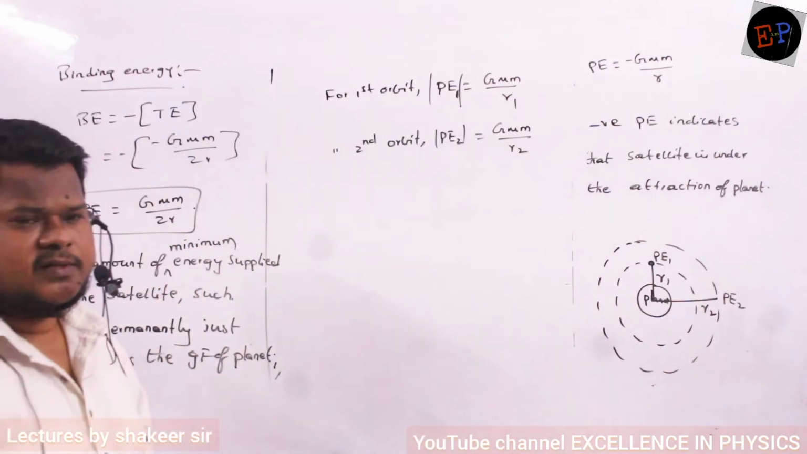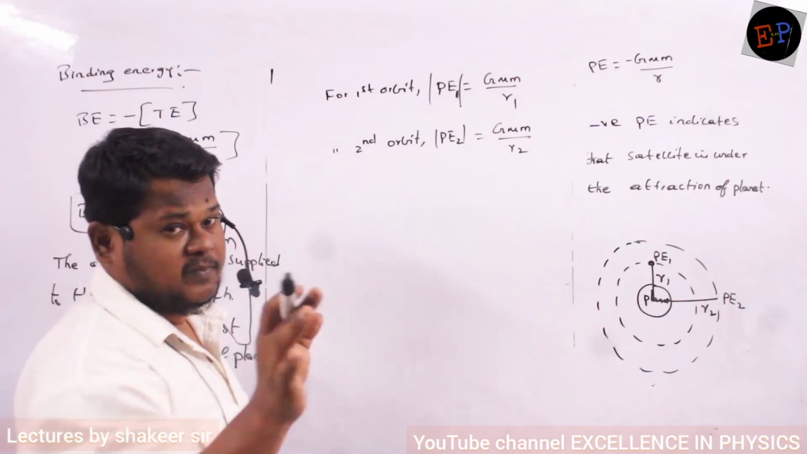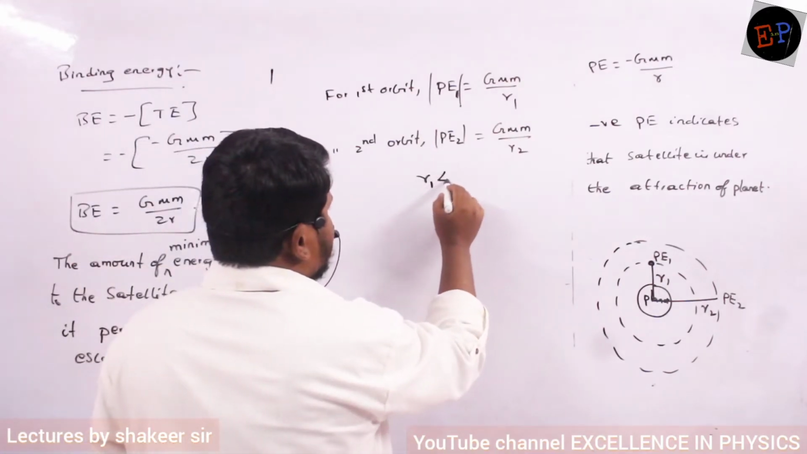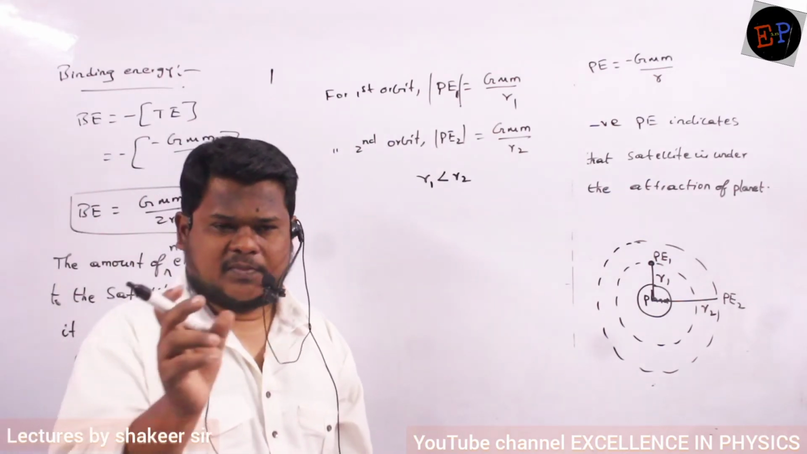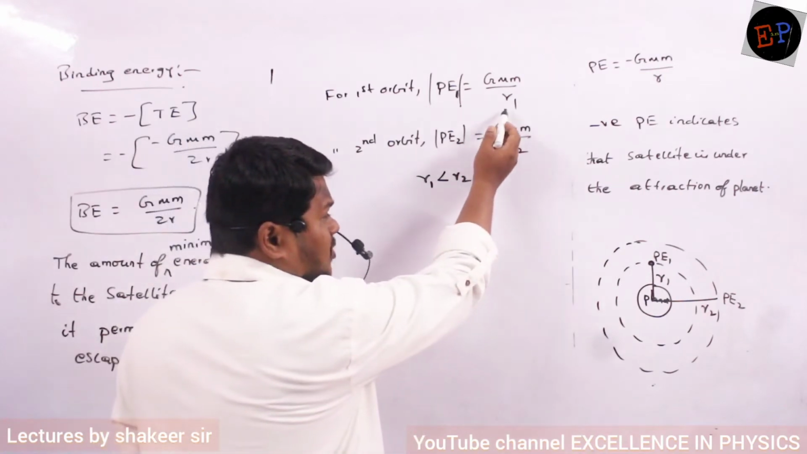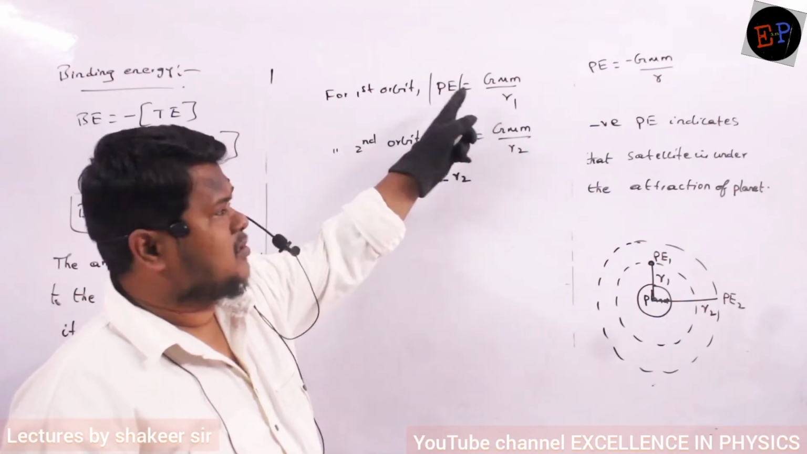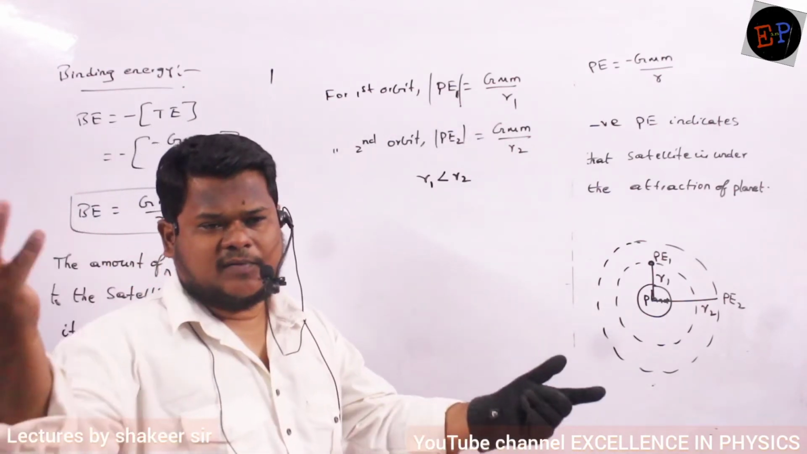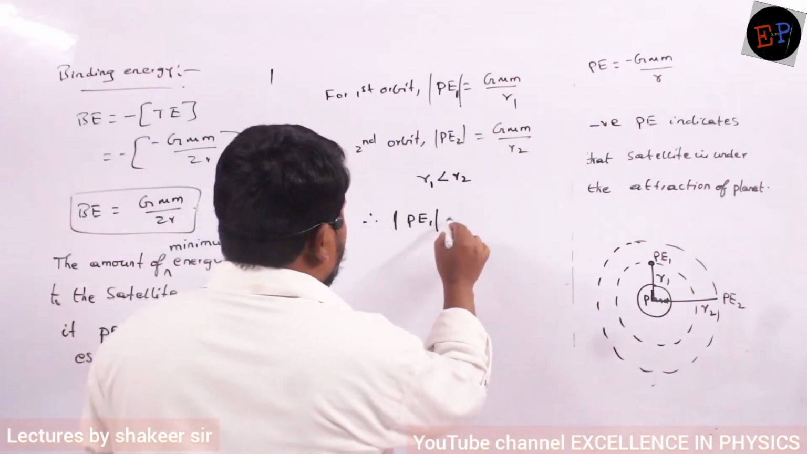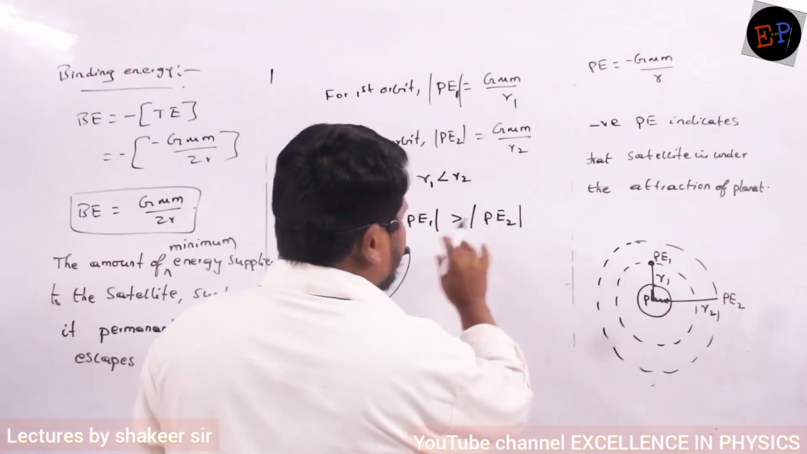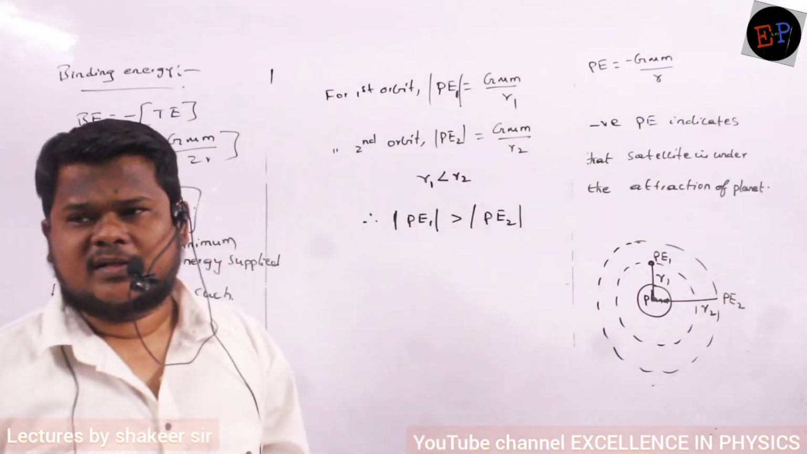Now magnitude wise, which one is greater? Definitely PE1 is greater than PE2, no? Magnitude wise. Why? Because R1 is less than R2. And R1, R2 are present in the numerator or denominator? They are present in the denominator. So if the denominator is smaller, the total value will be greater. Therefore, I can say the magnitude of PE1 is greater than the magnitude of PE2. Can I say like this? Potential energy of the first orbit is greater than potential energy of the second orbit.